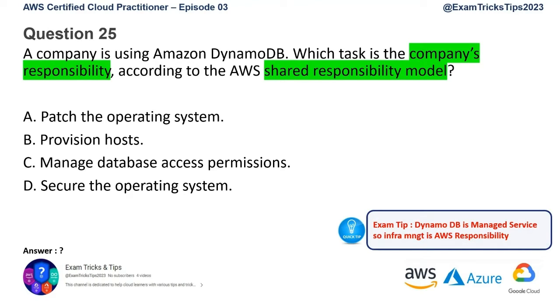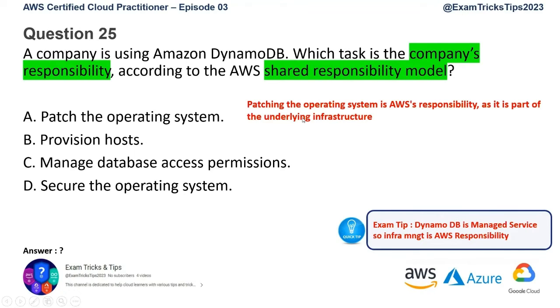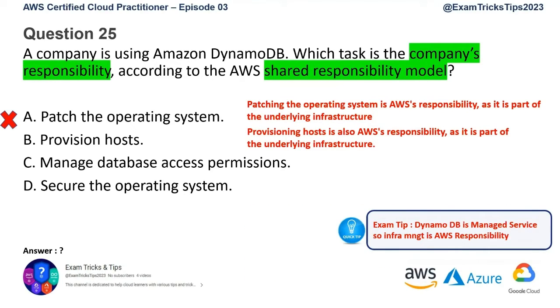The first option, patching of operating system. Now this is basically managing the infrastructure. This will be part of AWS's responsibility. So that's not company responsibility. That's a wrong answer from my perspective. Provisioning of hosts, it's a managed service. So it's a responsibility of AWS again. If it was EC2, maybe different, but not in this case.